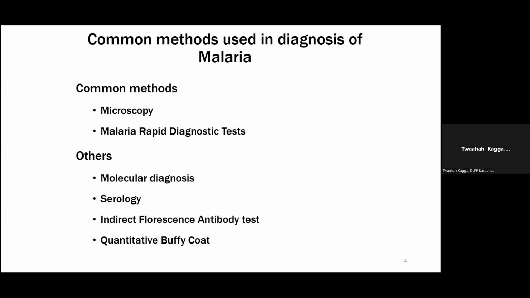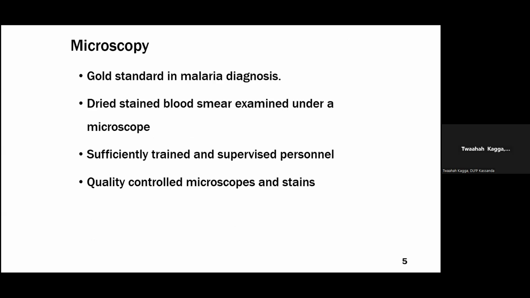Okay, let us start with the common methods. The two common methods for the diagnosis of malaria are microscopy, which is the gold standard, and also malaria rapid diagnostic tests. However, there are other tests like molecular diagnosis, serology, indirect fluorescent antibody assays, and the quantitative buffy coat. But for today, we are going to dwell mainly on microscopy and the RDTs.